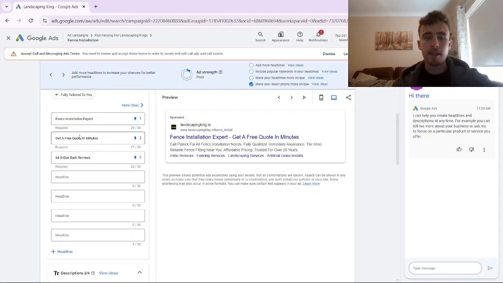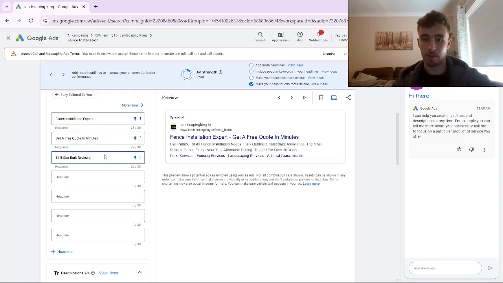And as you can see here for this fence installation ad group, we've had such a simple ad like this perform so well, as you saw with the click through rate of 20%, from simply just having a headline one that's pinned with keyword focus, so that if somebody's looking for fence installation, they see this headline here that says fence installation expert. And the second headline then we like to point out what's in it for them, which is that they can get a free quote in minutes.